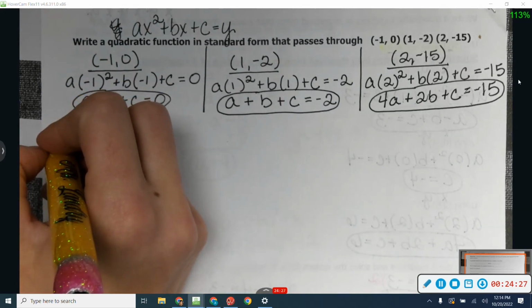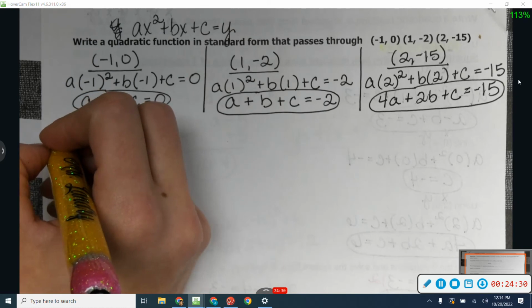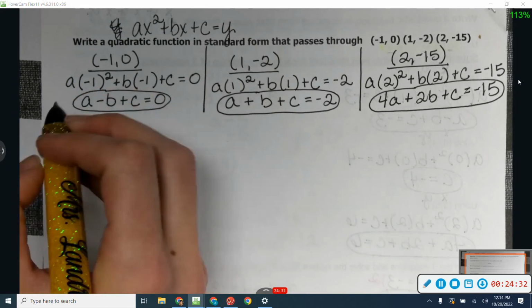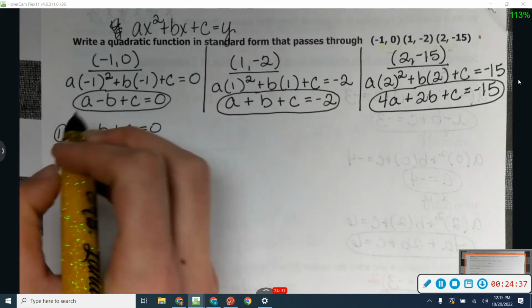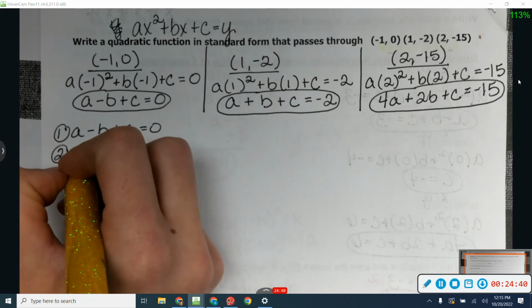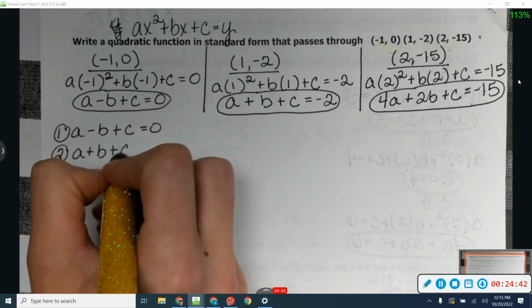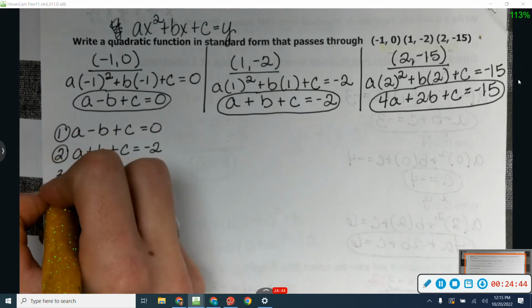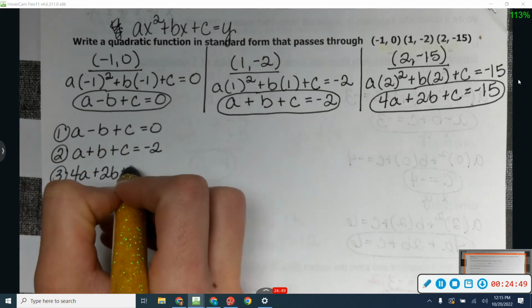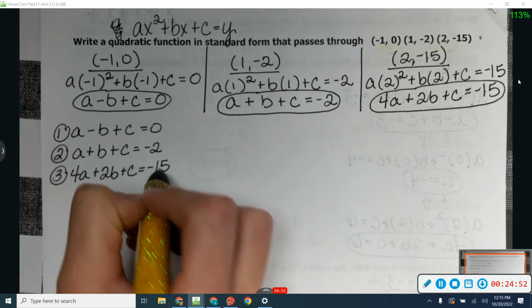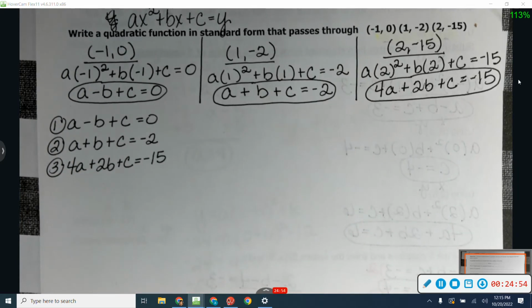Y'all good building those equations? Okay. So I'm going to put them all together. A minus b plus c equals 0. A plus b plus c equals negative 2. 4a plus 2b plus c equals negative 15. Okay, so now I'm back to a normal system where I have all 3 variables with all 3 equations.